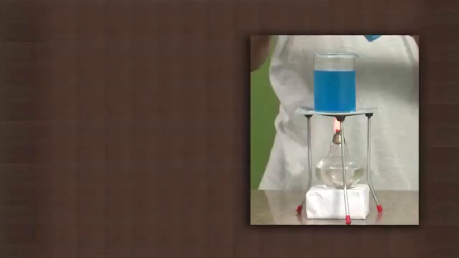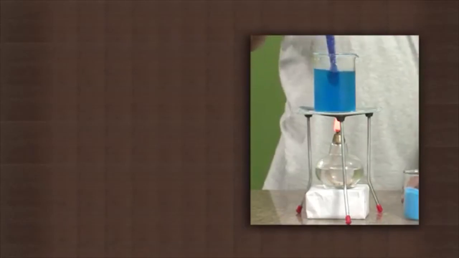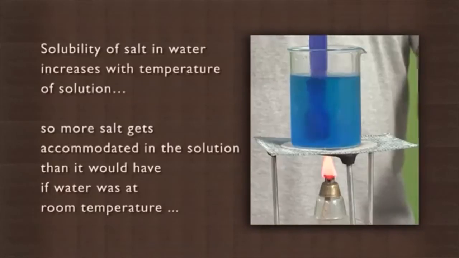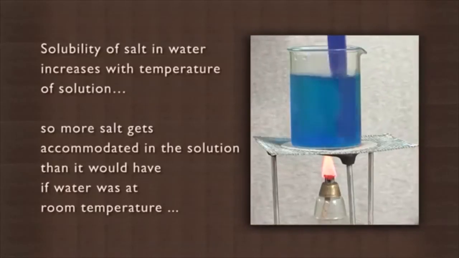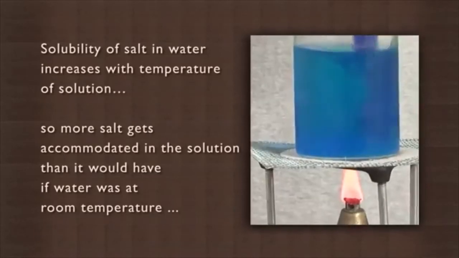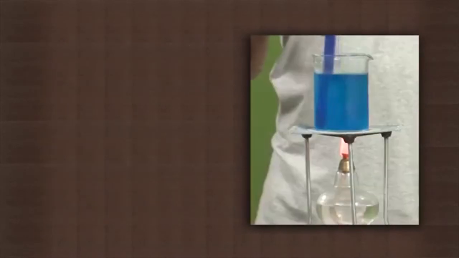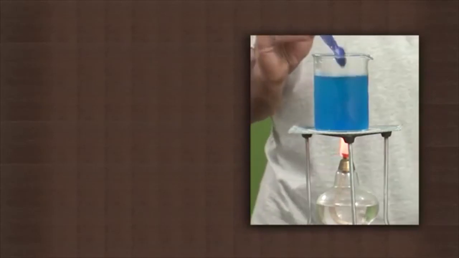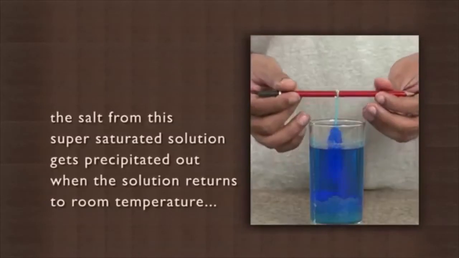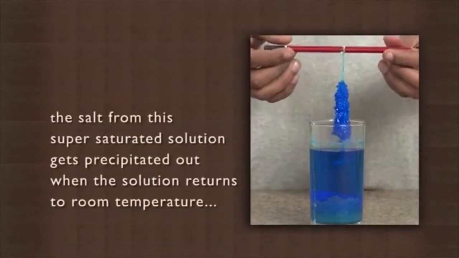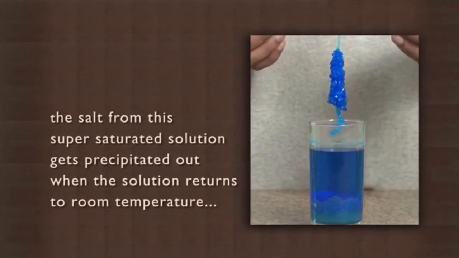This happens because the solubility of salt in water increases with temperature of solution, so more salt gets accommodated in the solution than it would have if water was at room temperature. This solution is called a supersaturated solution. The salt from this supersaturated solution gets precipitated out when the solution returns to room temperature.